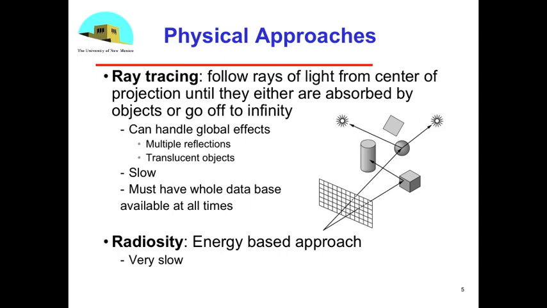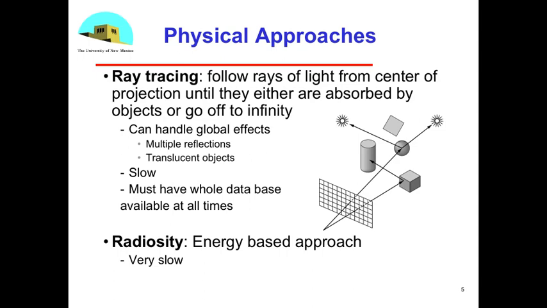Now, the advantage of this approach is that we can handle, at least in principle, any physical effect, because we're going to follow the ray and see what it does, whether it gets reflected, scattered, transmitted, or absorbed. We can check each one, and we can handle, at least in principle, multiple reflections. Ray tracers love to have images of a lot of glass balls where the rays are bouncing from ball to ball, and they can handle that kind of thing, and they can handle translucent objects.